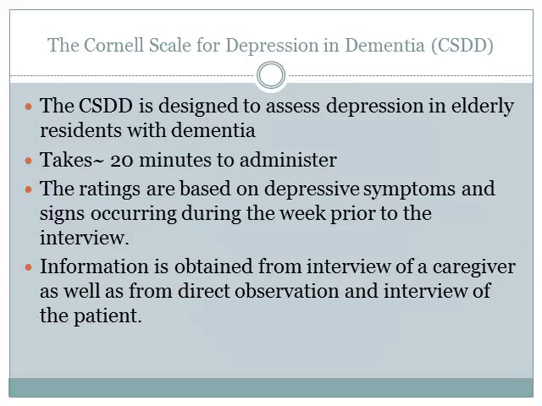And the next one is the Cornell Scale for Depression and Dementia, also known as CSDD. This one's really designed to assess depression in patients with dementia. And the unique thing with this one is that the caregiver is involved in obtaining information about their symptoms.